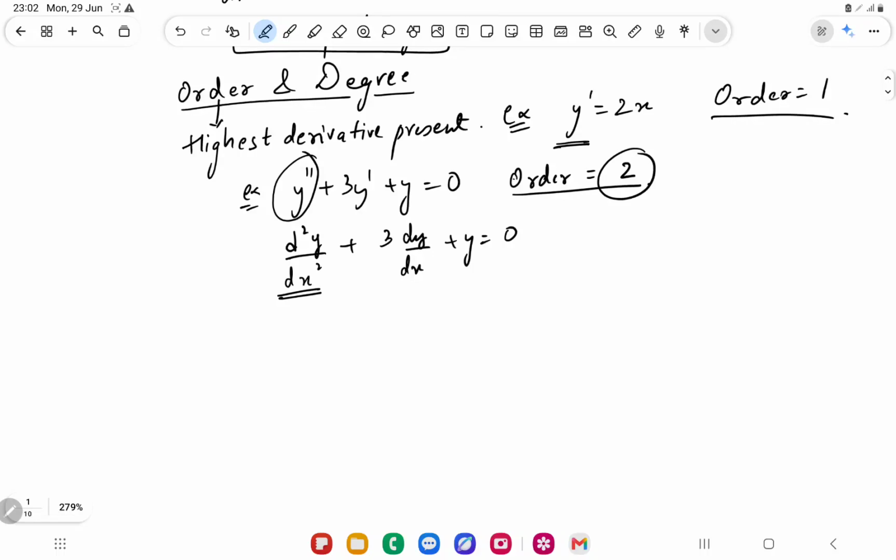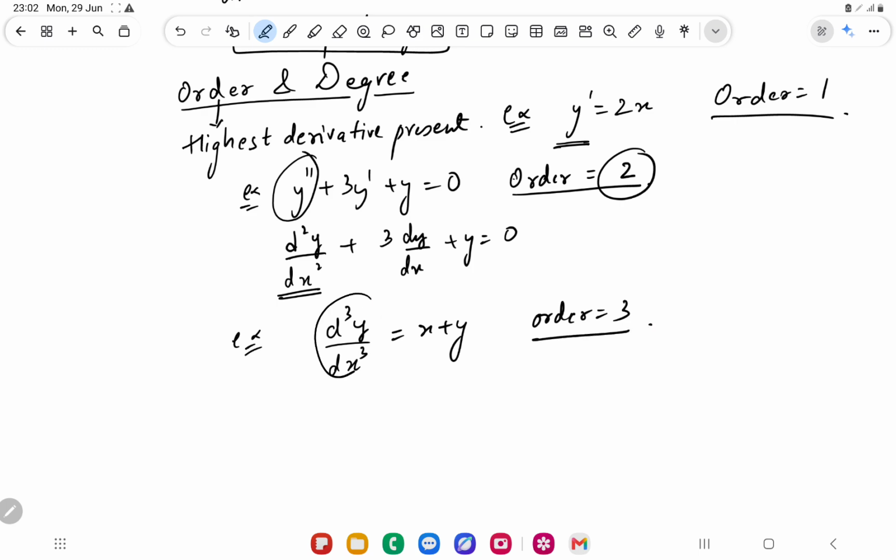Now let's take another example for order 3. For order 3, I can write d3y by dx cube equals x plus y. So it has order 3 because in this differential equation the highest derivative is the third derivative.